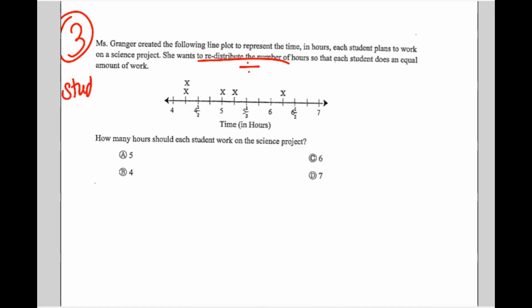Students, which are the X's. All right, so there's 1, 2, 3, 4, 5. So there's 5 students. That means that after we add everything together, when we start dividing, we're going to divide by 5 so that we can redistribute equally. So let's figure out our first one.